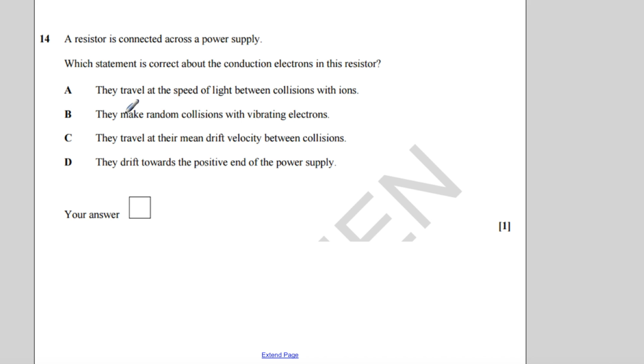Question 14 is about electricity. So a resistor is connected to a power supply, which is correct about the conduction electrons in the resistance. They travel at the speed of light between collisions with ions. So something that we should note is that the electrons within a wire don't travel at the speed of light. They make random collisions with the vibrating ions. They travel at their mean drift velocity between collisions. So that one's not true.